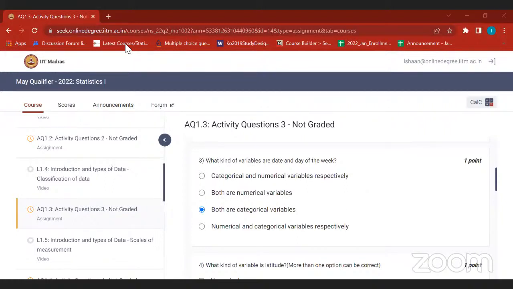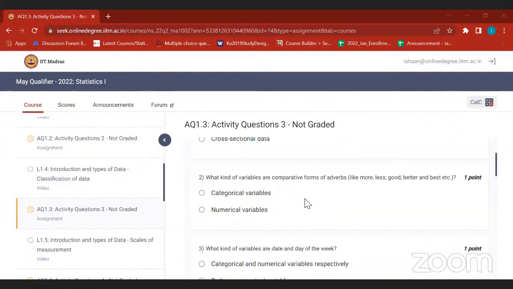So for temperature, what are you saying? It is an interval variable. If it's in degrees Celsius, I will say it's an interval because I can perform addition and subtraction, but it doesn't have an absolute zero. That's right. But if there are two options given, interval and numerical, which option should I choose? You have to choose both.